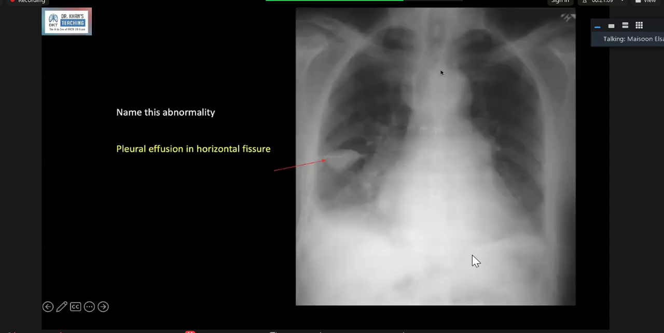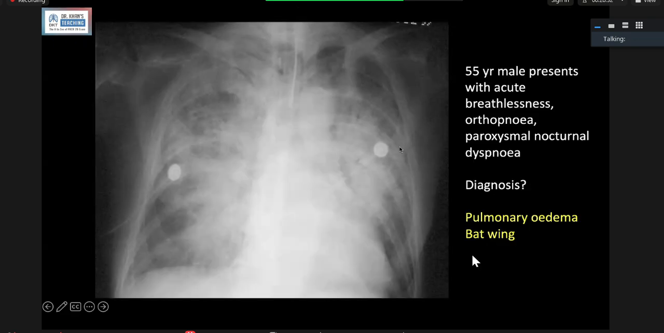For the next question, we want to name this abnormality. So this is a pleural effusion in the right horizontal fissure, and this is in a case of cardiac failure. This patient also clearly has cardiomegaly. You can tell the heart is pretty enlarged. And the right costophrenic angle is blunted. It's not sharply demarcated, and you can see the same for the left costophrenic angle as well. So you could say this person has bilateral pleural effusions.